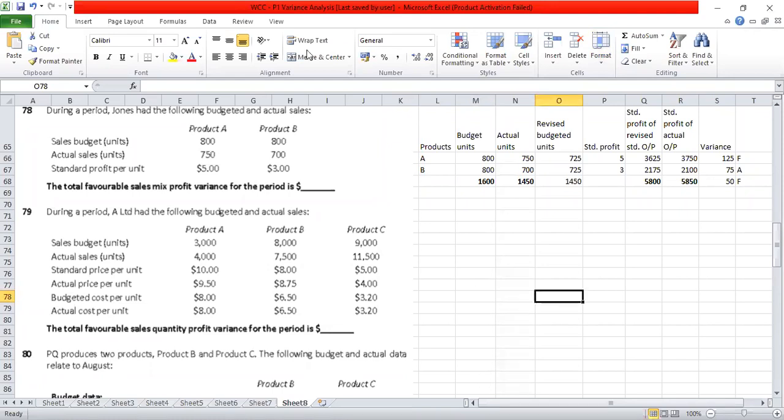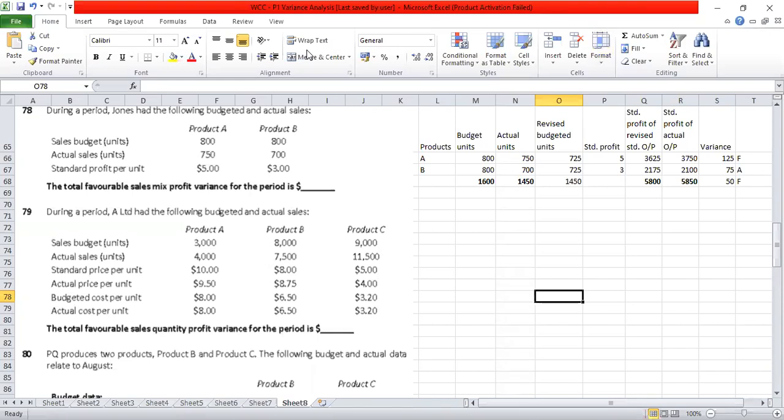Okay, let's continue. Same question number 79. It says that during a period A Limited has the following budget and actual sales. There are three products, product A, product B, product C. We have sales budget in units, actual sales in units, the standard price per unit, actual price per unit, then budgeted cost per unit, and then actual cost per unit. These are the details which are given.